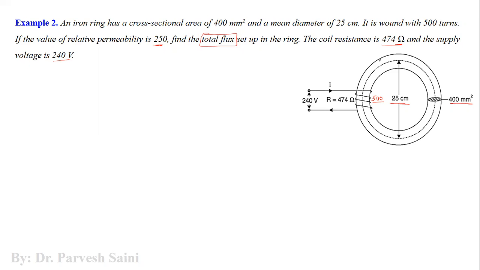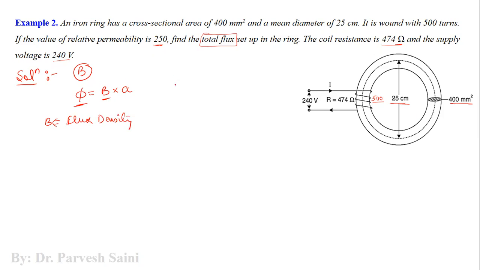calculate the flux density. So what would be the solution for this? Now we need to calculate the flux density B. Why? Because we know that the total flux is equal to the flux density into the area of cross section of the coil. So that means to calculate the flux, we need to calculate the total flux density B, right? This is nothing but flux density.